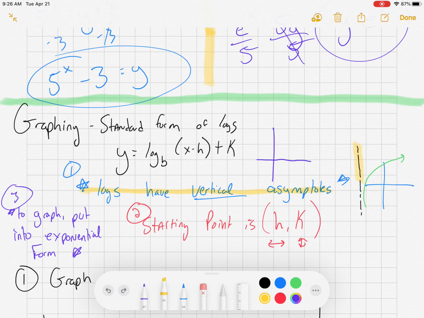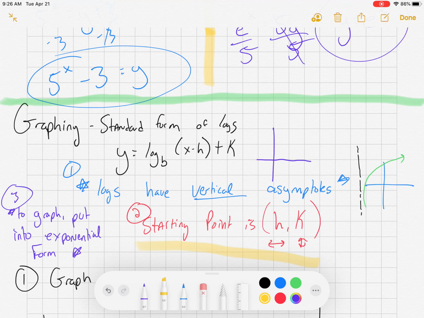Now, for logarithmic functions, it's going to be very similar, but instead of having a horizontal asymptote, a logarithmic function has this vertical asymptote here. My green line in this graph will get infinitely close to that yellow line that I graphed, but it'll actually never touch it. Again, that's called an asymptote, and all logarithms have asymptotes.